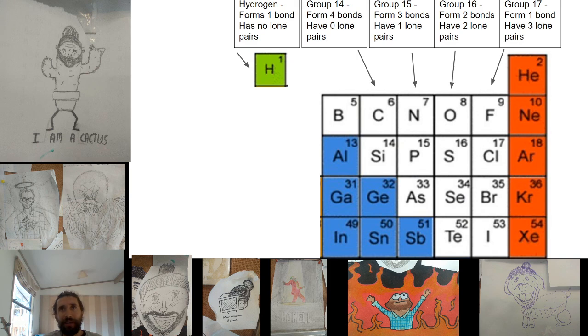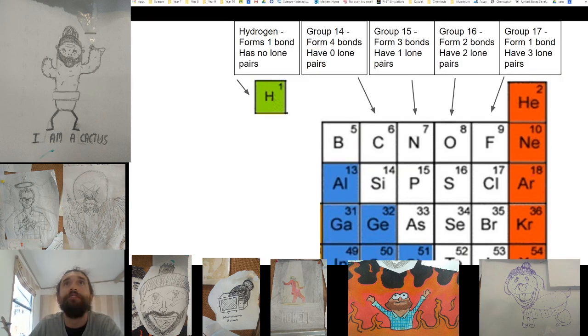Boron, or B, is a bit different and does something weird. It's an exception, and we will be looking at that later. Alright, I'm going to leave that. That's all I'm going to teach you today, but now I'm going to give you some instructions on what I want you to do.